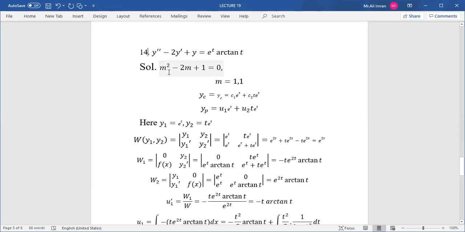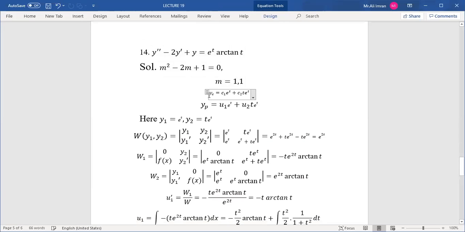The equation corresponding to the homogeneous part is m squared minus 2m plus 1. If we solve this equation, we get m equal to 1 and 1. This is the repeated real root, so we will write the solution using case 2: Yc is equal to c1 e^t plus c2 t e^t, because the root is repeated.